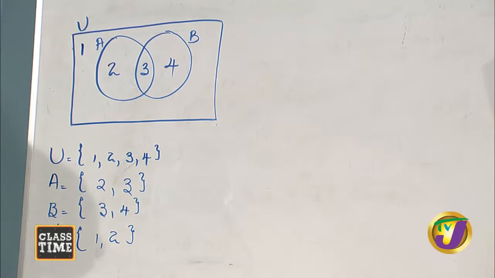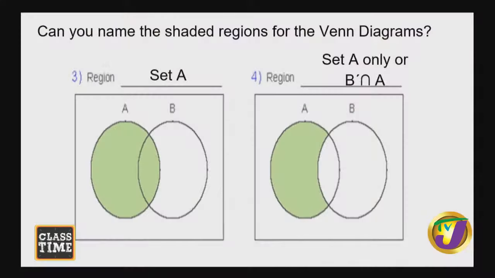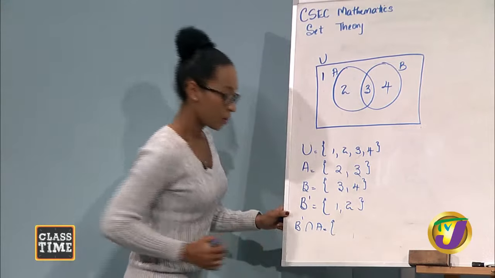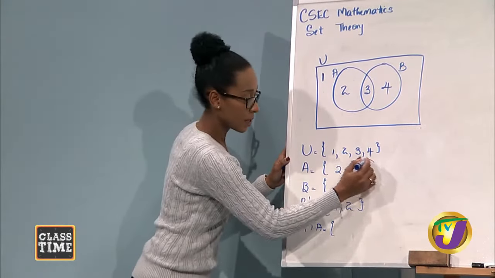But look at this now. You have on your diagram that set A only is shaded, but you're calling it B complement intersect A. All right, so we're now going to look at what B complement intersect set A is.